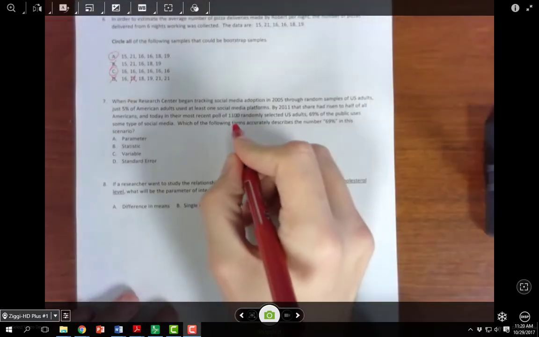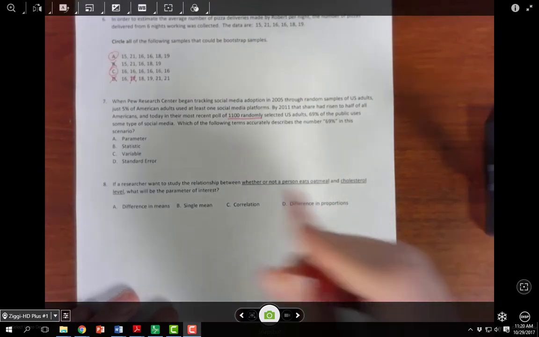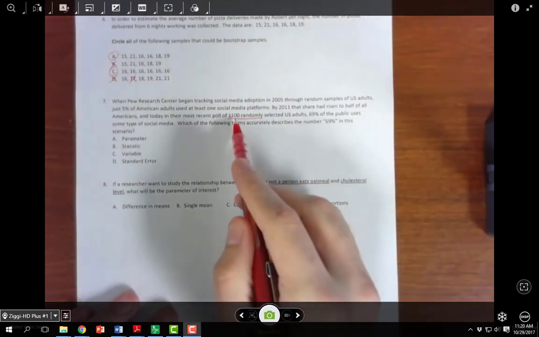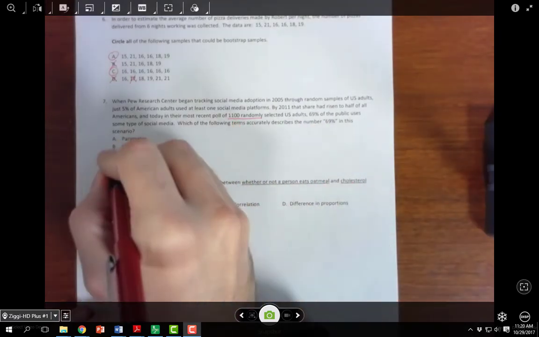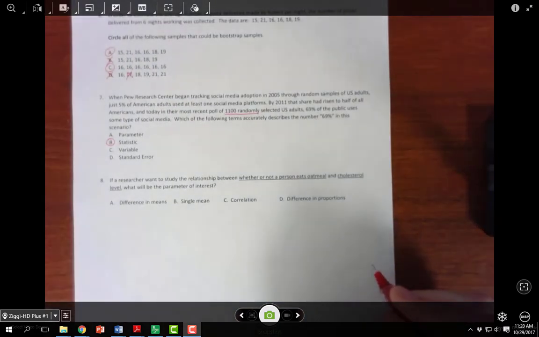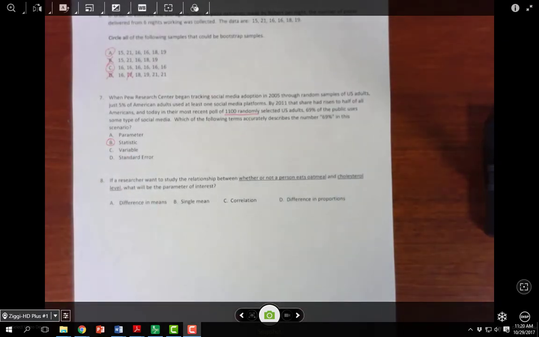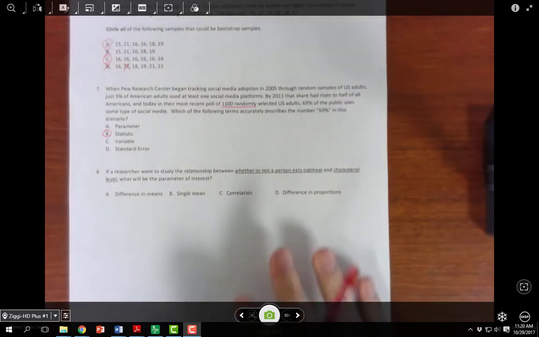So since they're describing a random sample of 1,100 adults, that means the 69% is describing those 1,100, not the entire population. So the number that describes the sample would be the statistic. So remember, sample and statistic start with the same letter, so they belong together. Parameter and population start with the same letter, so they belong together. Variable would be if they asked whether or not somebody uses a social media platform. That would be a variable because that's what varies from person to person.